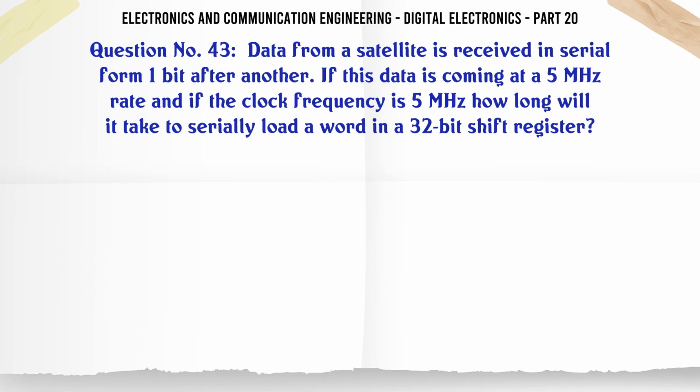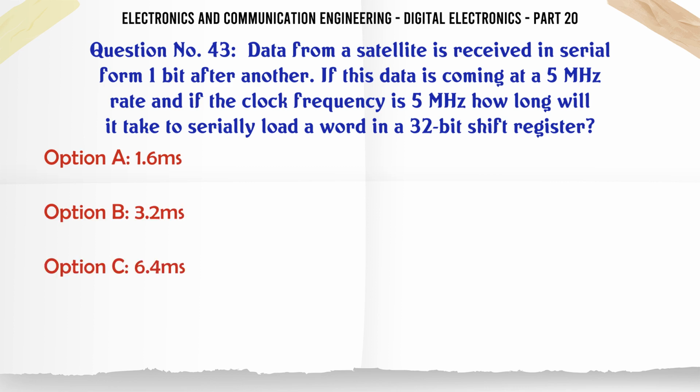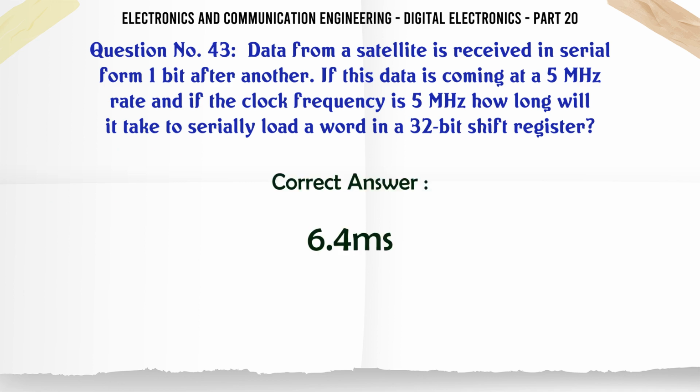Data from a satellite is received in serial form one bit after another. If this data is coming at a 5 MHz rate and if the clock frequency is 5 MHz, how long will it take to serially load a word in a 32-bit shift register? A 1.6 ms, B 3.2 ms, C 6.4 ms, D 12.8 ms. The correct answer is 6.4 ms.